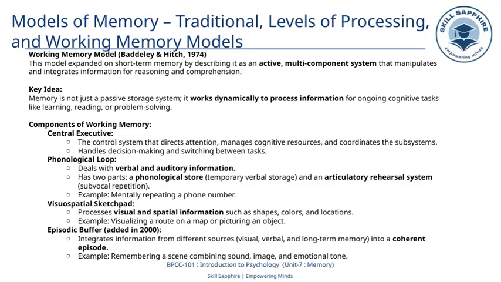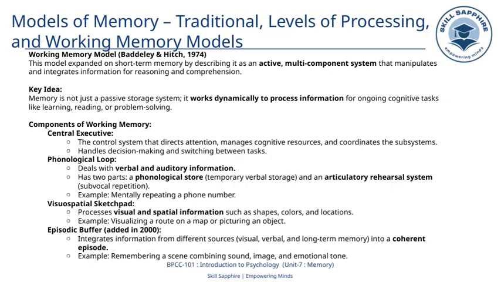Let's take a closer look at the working memory model proposed by Baddeley and Hitch in 1974. This model expands on the idea of short-term memory by describing it as an active, multi-component system. It doesn't just store information passively. Instead, it manipulates and integrates information to help us reason and understand what we're doing. The key idea here is that memory is dynamic. It works actively to process information for ongoing tasks like learning, reading, or problem-solving.